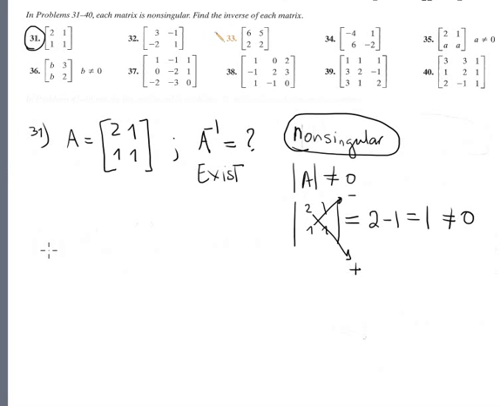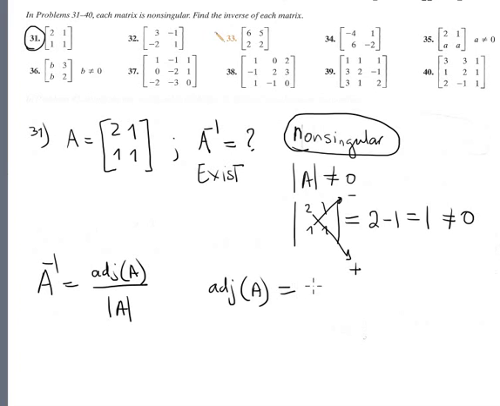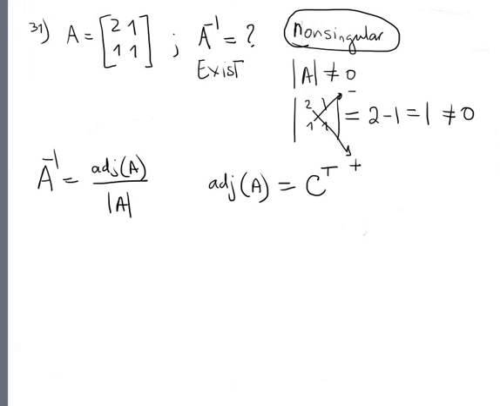Okay, so now in a 2 by 2 problem, it's much better, in my opinion, using the cofactor formula. So the inverse matrix is equal to the adjoint of A divided by the determinant of A, and the adjoint of A is the cofactor transpose formula. Let's find the cofactor.